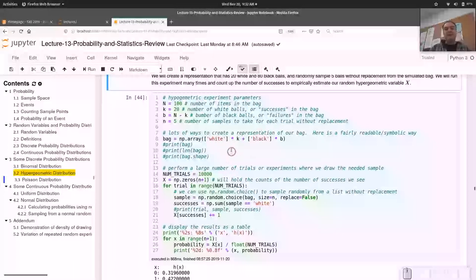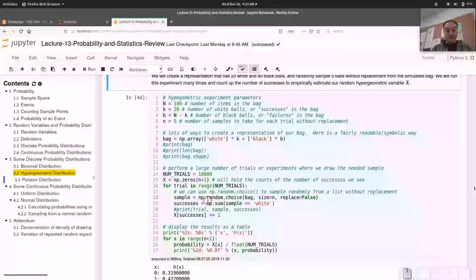So here, this is some good Python code to understand. We basically create a bag here, where we're using strings. We've got 20 strings in this array that have the value white, and we have 80 strings that have the value black. And we're going to be drawing without replacement from this bag, from this set here.